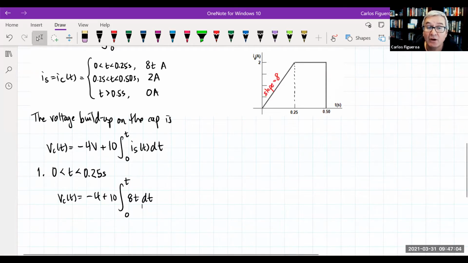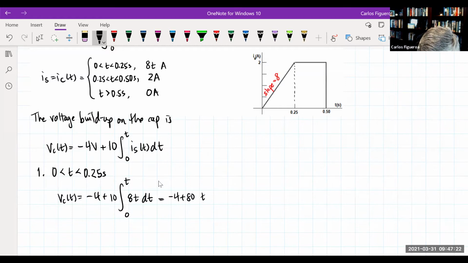Now, if you look at this guy, I'm going to integrate this thing for some arbitrary t that's less than 0.25. And if I integrate that, clearly I'm going to get t squared over 2, between 0 and t. And if I punch that number in, when I put 0 in, it's going to kill the second term. Then I should get what? That looks like -4 plus 40 t squared. Okay, so that's what the voltage is.